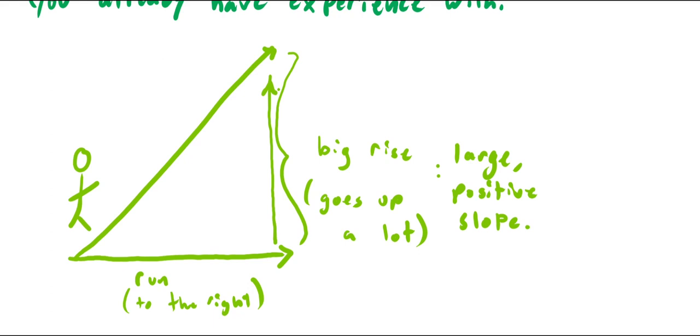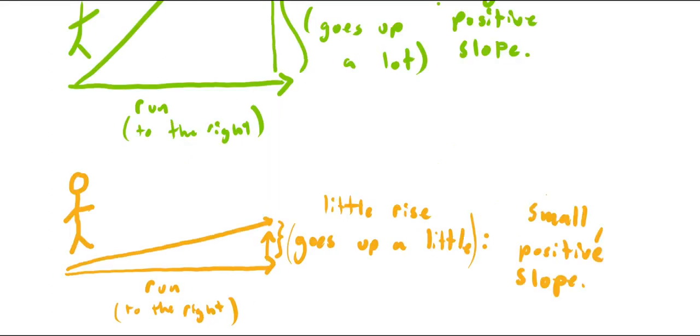How does that correspond with our up and down movement? If we go up a lot when we go to the right a bit, then we're going to have a large positive slope. It's large because it's steep, and it's positive because we're going up. And likewise, if we run to the right and we only go up a little bit, then this is going to correspond to having a shallow slope, a small positive slope. If it goes up a little, when we go over a bit, then that's going to be a small positive slope. And keep in mind, we're always going to run to the right.